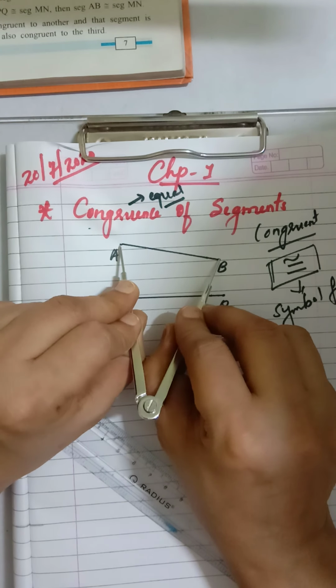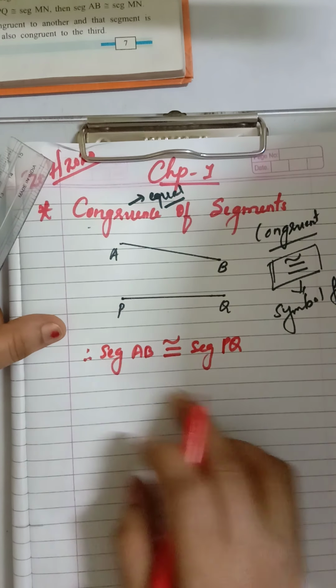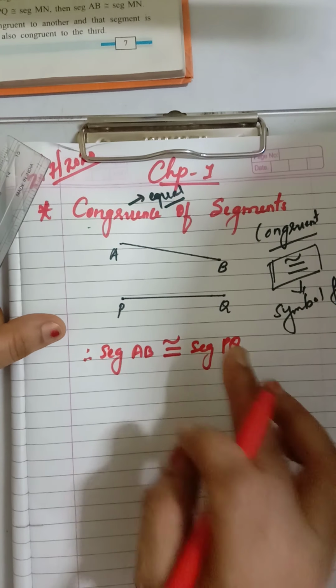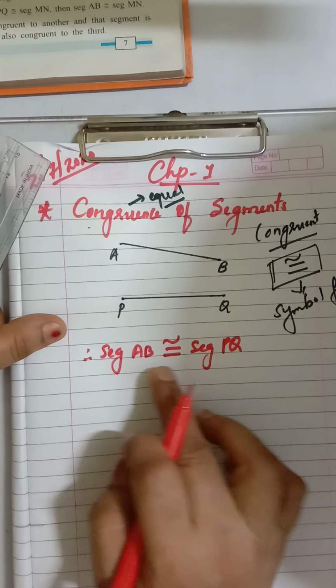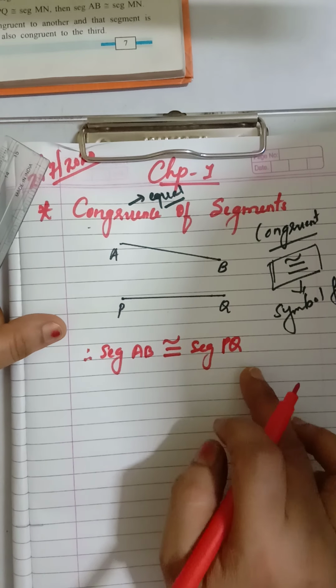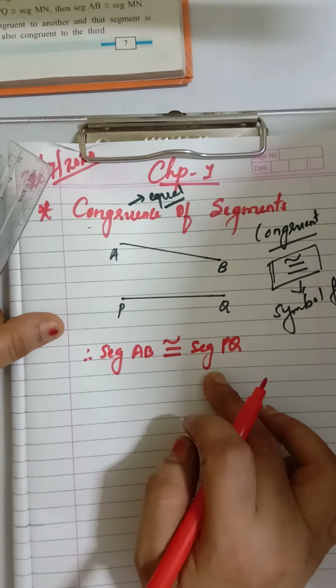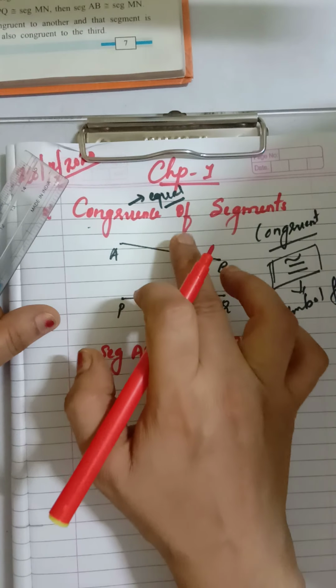So we can say that segment AB is congruent to segment PQ. How do we write this? Segment AB is congruent to segment PQ. The word is is merged in the sign only. This way we will read this. This is the mathematical symbol. From this you can understand, children, what is meant by congruence of segments.